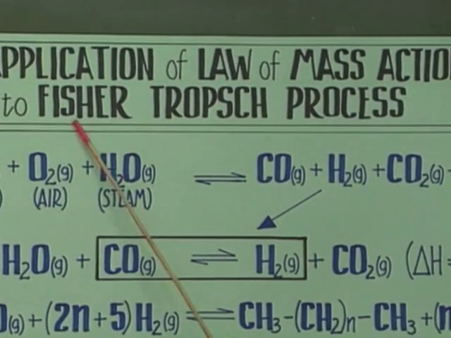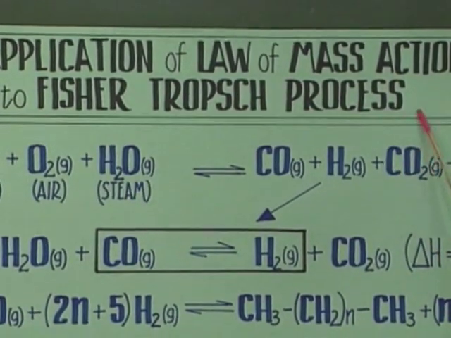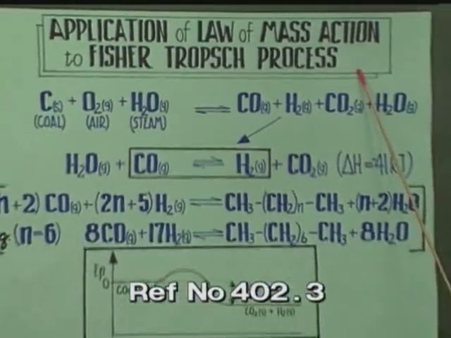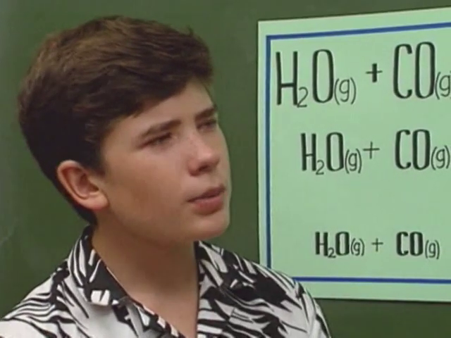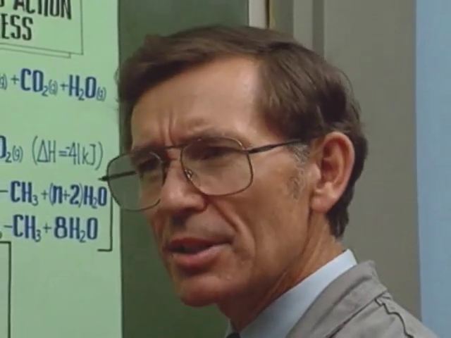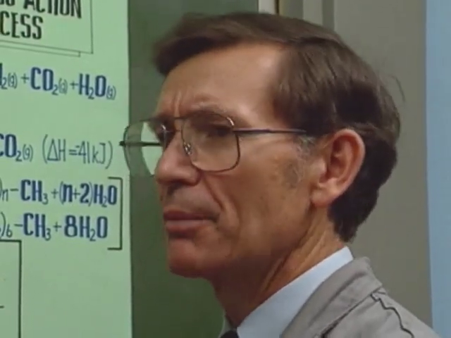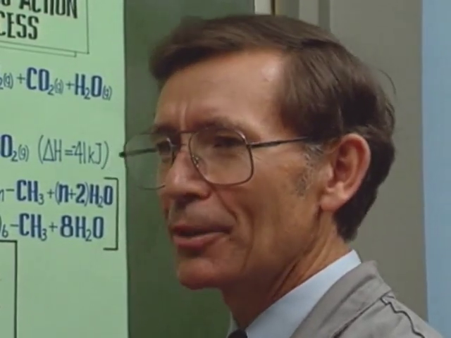Let us look at the very important Fischer-Tropsch process, reference number 402.3 in your workbook. Is that the process used by Cecil? Yes, Stephen, the process is used to prepare hydrocarbons like petrol and other useful organic compounds.